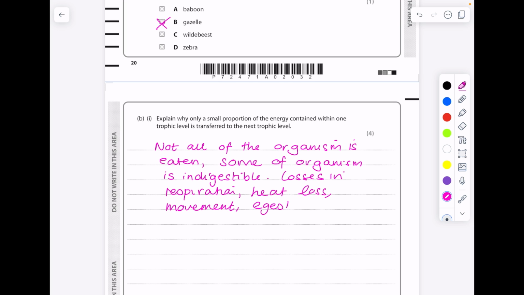Just be prepared to list this: egestion, which remember is pooping, and excretion, which is removal of things like urea, so metabolic waste.